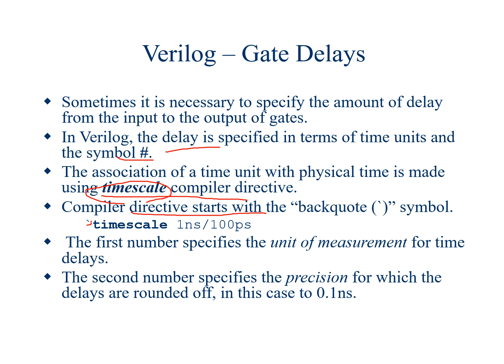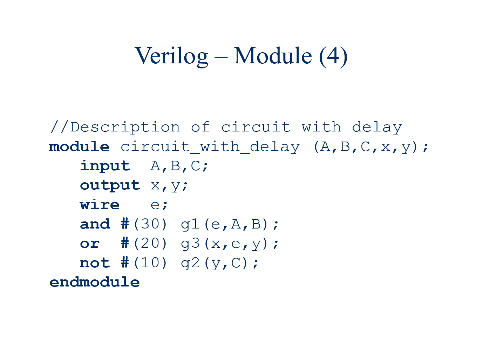See, this is your back single quotation, the backquote timescale directive, in which you can give either nanoseconds or picoseconds. The first number specifies the unit of measurement for time delays. The second number specifies the precision to which the delays are rounded off. In this case, 2.1 nanoseconds. In any way you can define.